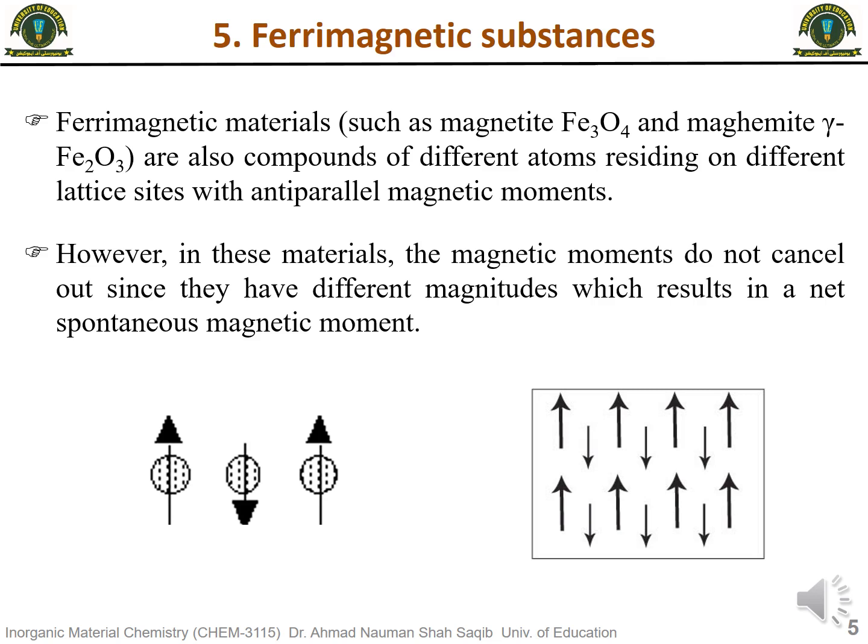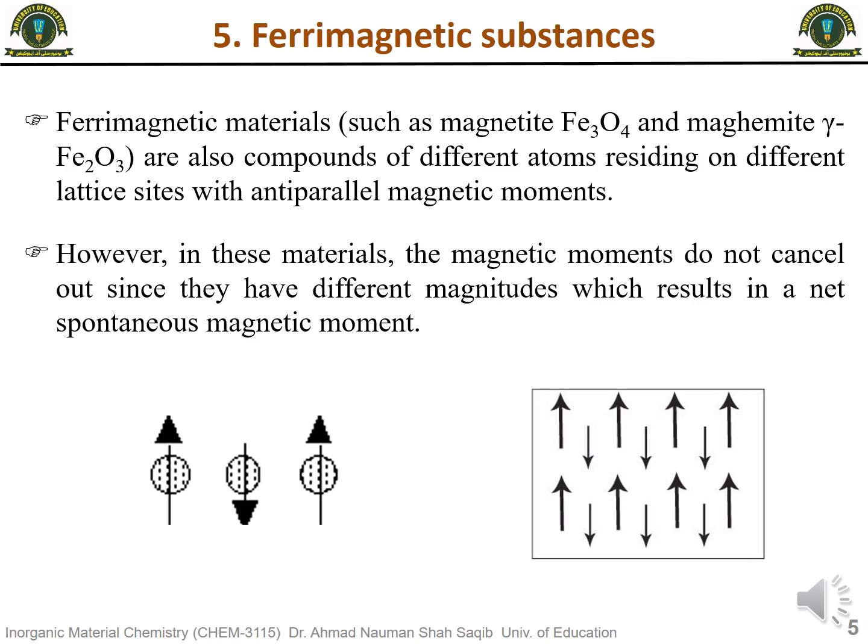This we can see in the following diagram. Here we can see that ferrimagnetic substances are compounds of two atoms. In the first diagram we can see that the two atoms have magnetic moments in opposite directions, but the magnitude of magnetization is different. So although they cancel out each other, they cannot completely cancel out each other. That's why a magnetic moment still remains.